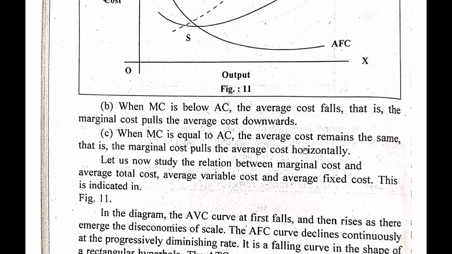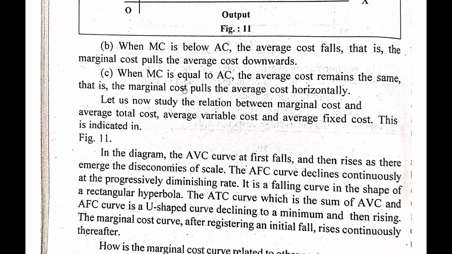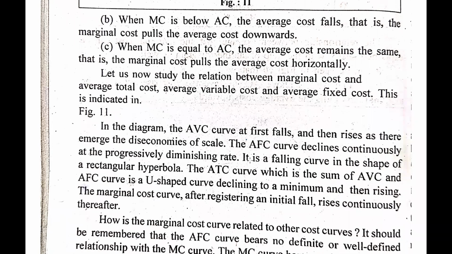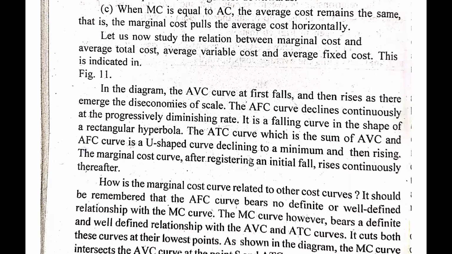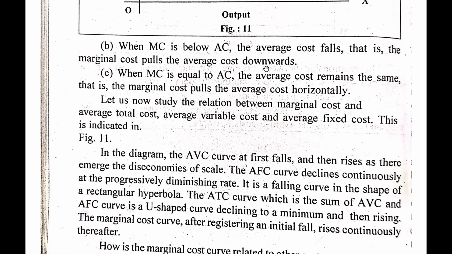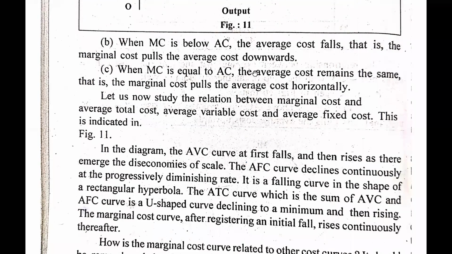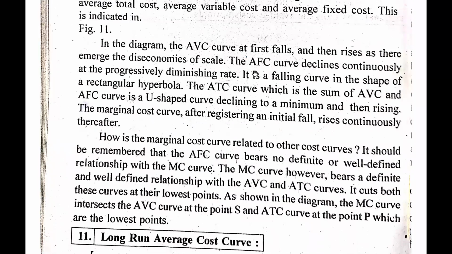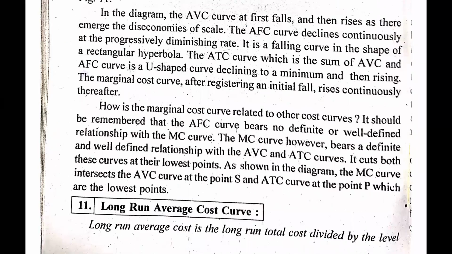Now we are given the explanation over here, B and C, which we already have seen and explained in the diagram. Let us now study the relation between marginal cost and average total cost, average variable cost, and average fixed cost. This is indicated in figure 11. So we already have discussed figure 11. No need to read all these things. We will move further to the next one, that is the long run average cost curve.